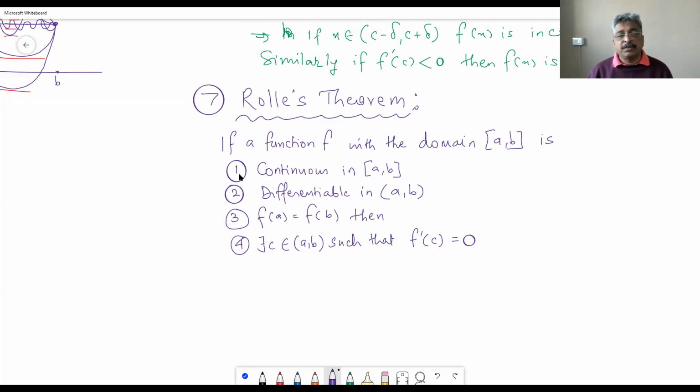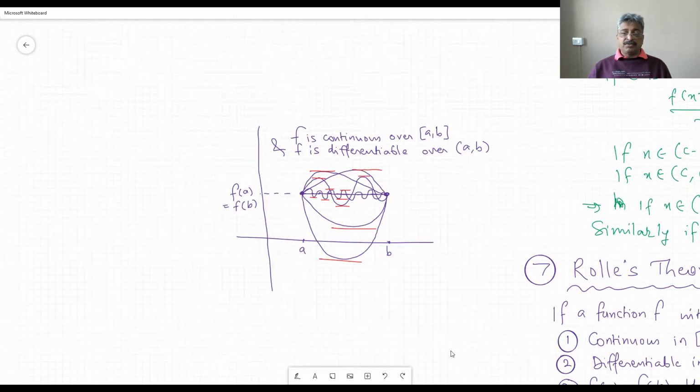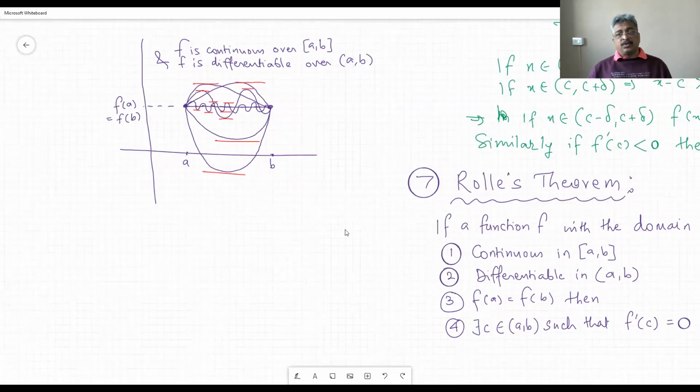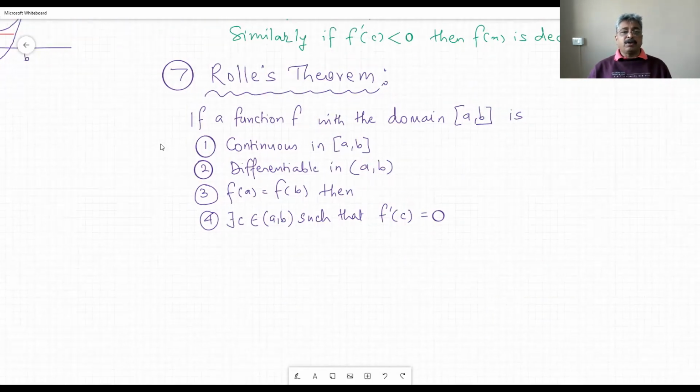Okay, so the statement of Rolle's theorem is: if a function f with domain closed interval [a, b] is continuous in that domain, differentiable in the open interval (a, b), and f(a) is equal to f(b), then there exists c belonging to the open interval (a, b) such that f'(c) is equal to 0. We have observed in the geometry that if we sketch the function, at some point or other the tangent must become horizontal. That is what is captured in the statement of the theorem.